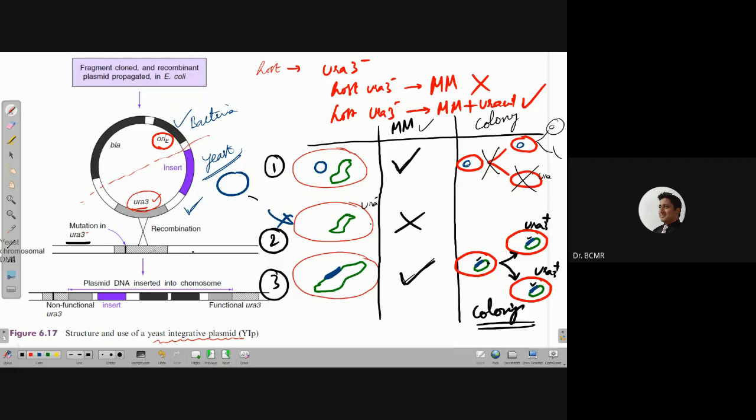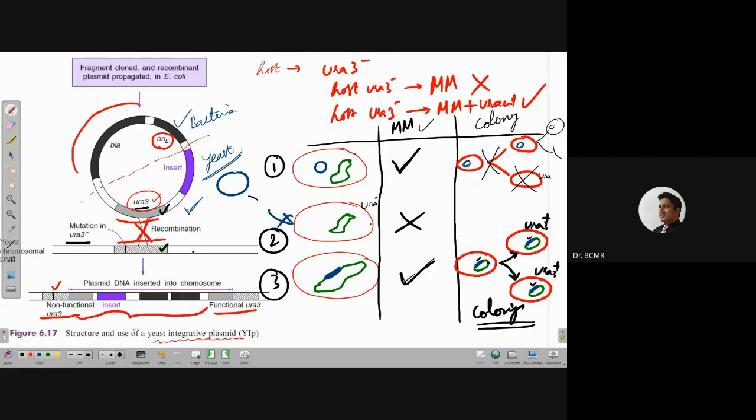You have used an identical, or almost exactly the same, copy of uracil 3A, only that this is functional and the other one may have one point mutation or something like that. Because these two sequences are homologous, in the sense they have large areas of similarity, a Holliday junction will form and it will be resolved, ultimately resulting in two copies. This part has the non-functional uracil gene, and here you have the functional uracil gene, and everything in between will get integrated like this.